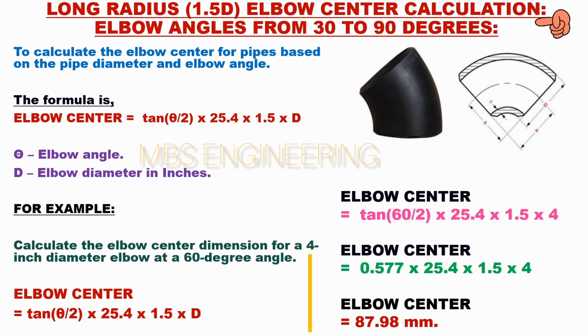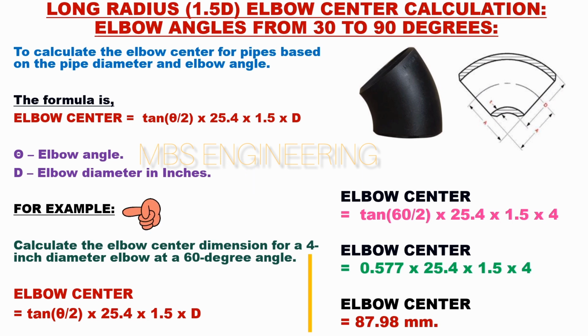Next, we will understand and calculate the elbow center for long radius, 1.5D, and elbow angles ranges from 30 to 90 degree. Next, to calculate the elbow center for pipes based on the pipe diameter and elbow angle. Next, the formula for calculating the elbow center is elbow center is equals to tan theta divided by 2 into 25.4 into 1.5 into D, where theta is the elbow angle, D is the elbow diameter in inches.